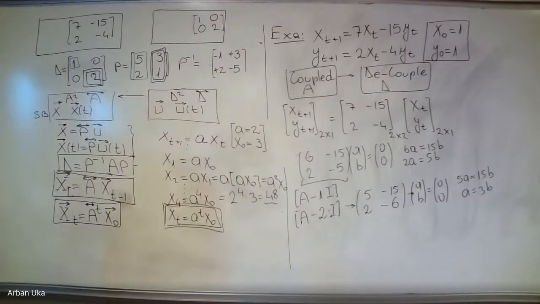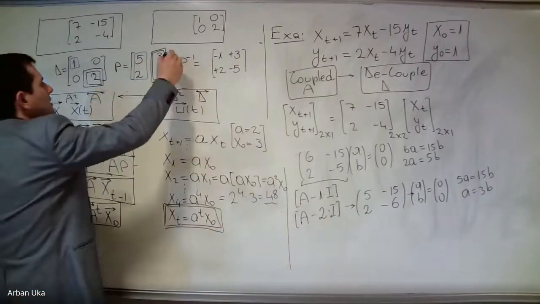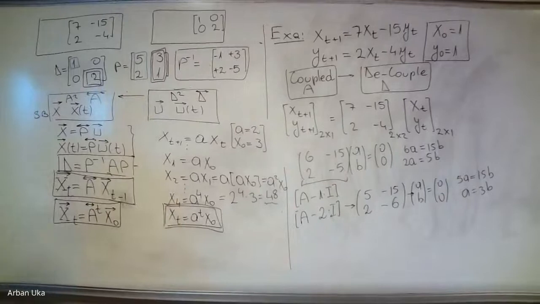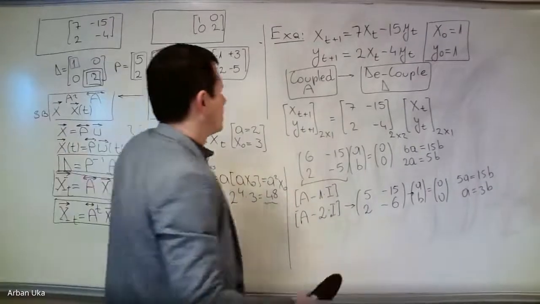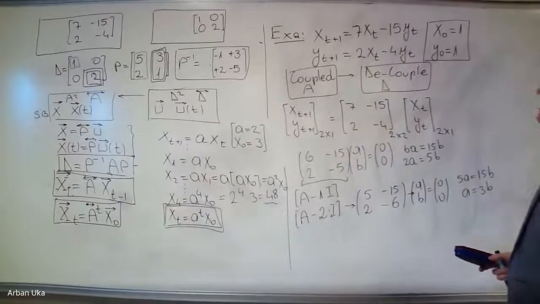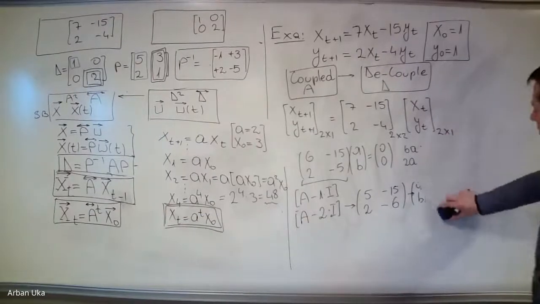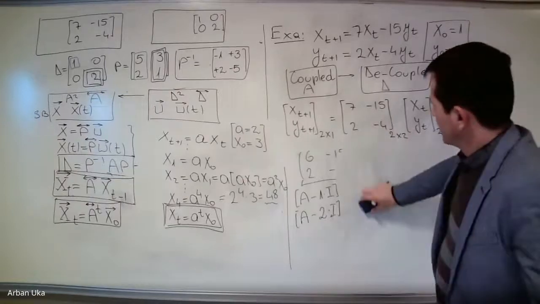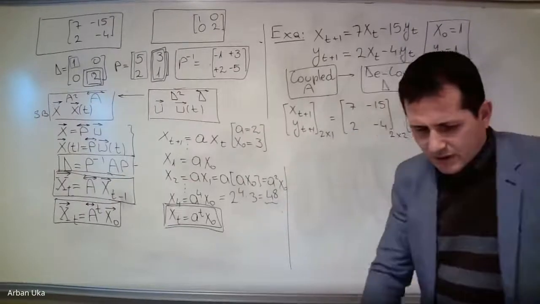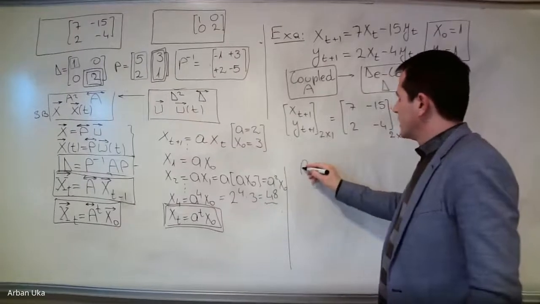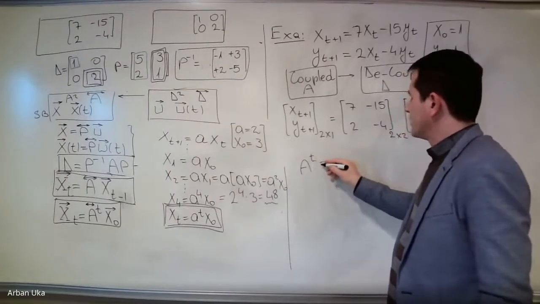So apparently we ended up finding P, D, and P inverse. This is all that we need, okay? We don't need anything else. So then, we want to find x of t. Allow me to take this out for a moment, because we calculated those correctly. So we're looking now for what is A to the power t.